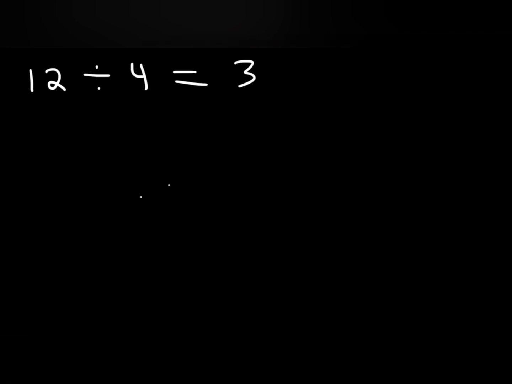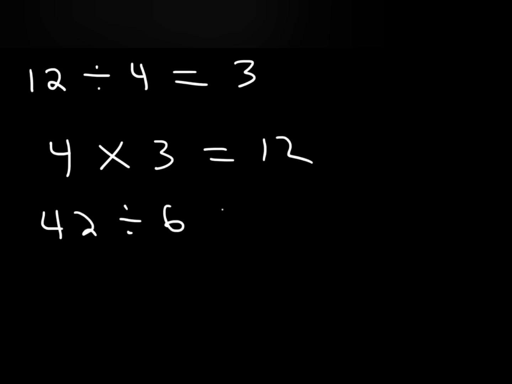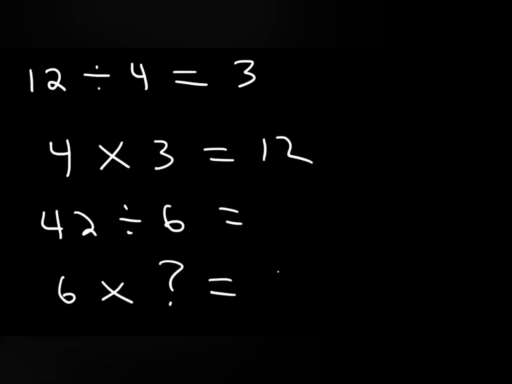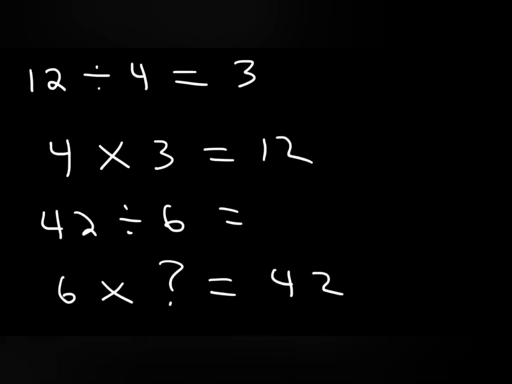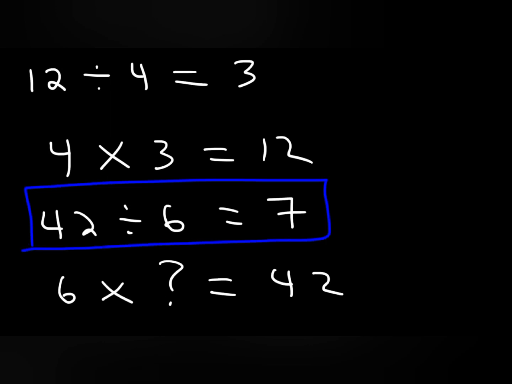Now division is the reverse of multiplication. 4 times 3 is 12. So let's say if you want to divide 42 by 6. Ask yourself, 6 times what number is 42? If you know your multiplication tables, you know that 6 times 7 is 42. So 42 divided by 6 is 7. And so that's the basic idea behind division. It's the opposite of multiplication.